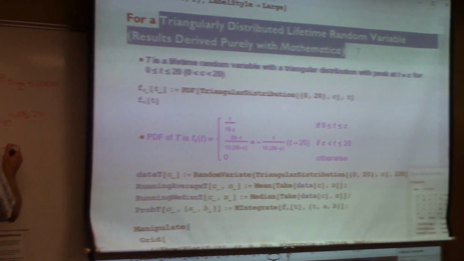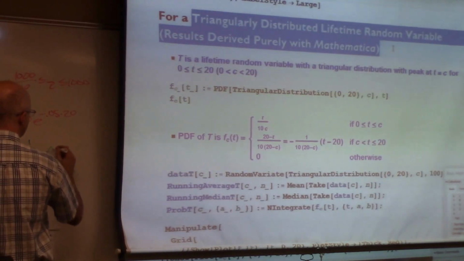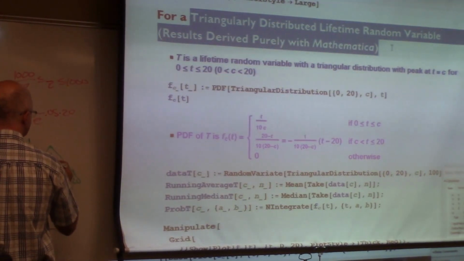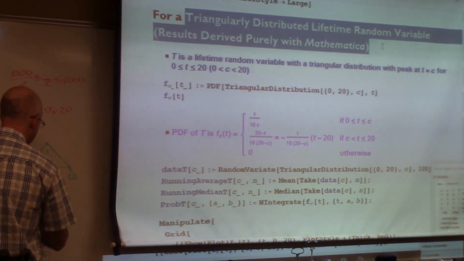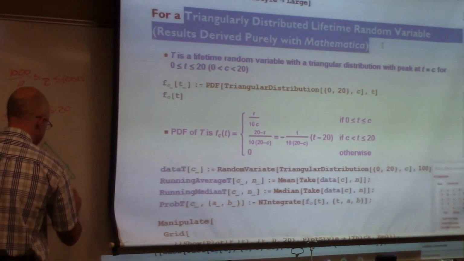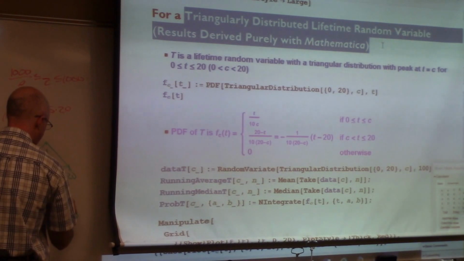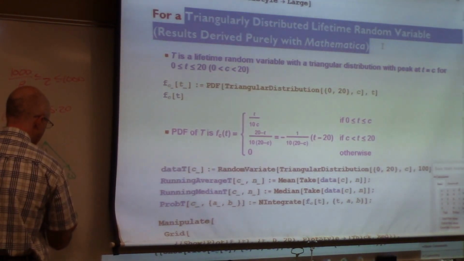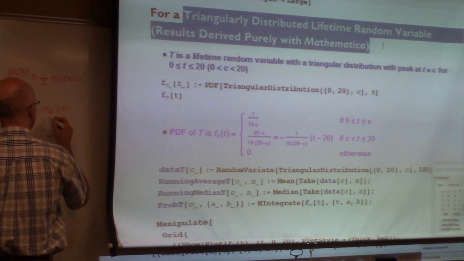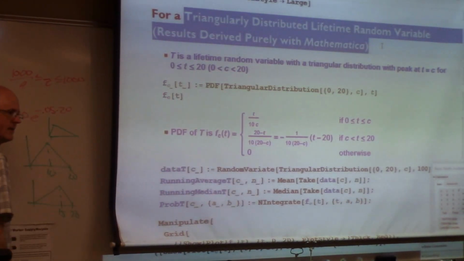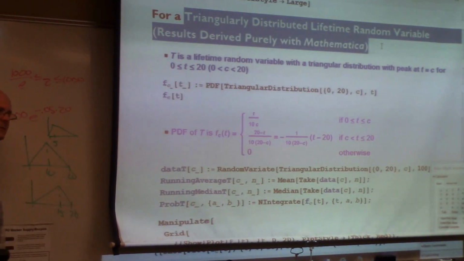For the PDF of T, it could be a symmetric triangle like this, centered at 10. Or it could be an isosceles triangle, it could be a non-symmetric situation, something like this, with the peak somewhere else, like 15. That could be another triangular distribution. Or it could be where the peak is earlier. Maybe the peak is at 5 or something instead of 10 or 15.